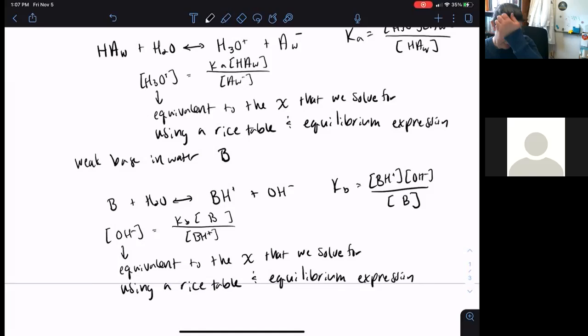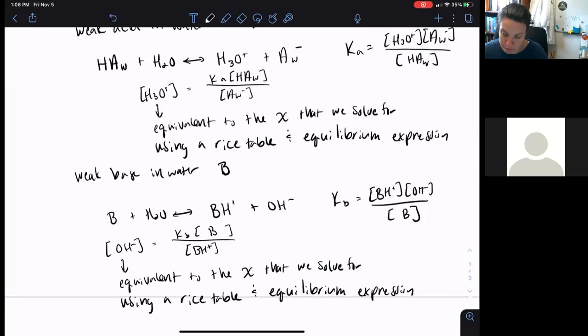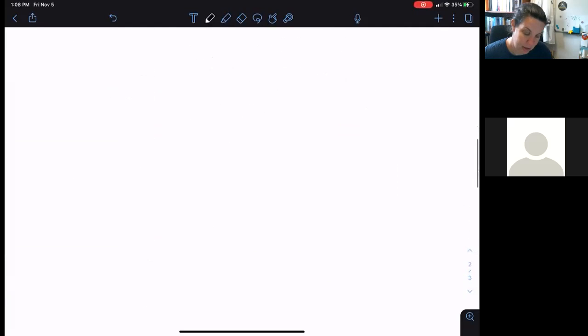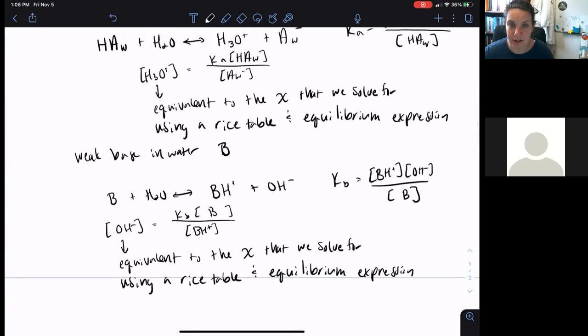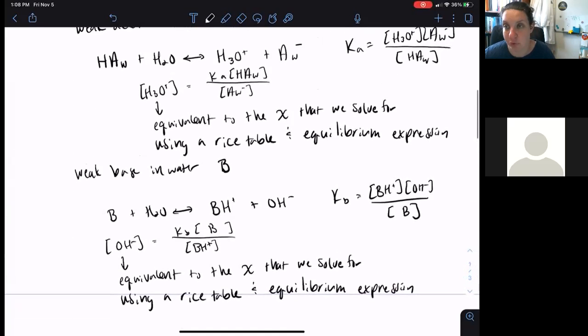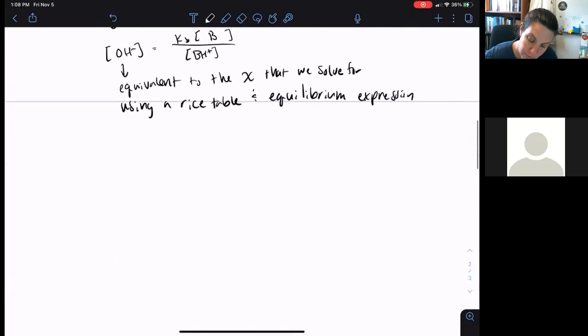BH plus. And it's also equivalent to the X that we solve for in here. Neither of these cases are we really looking at a polyprotic or a polybasic substances. So just one simple Rice table will do for these. Now, as a note, we will not be doing any of this math in the in-class portion, but you should know what's going on conceptually with all of this.